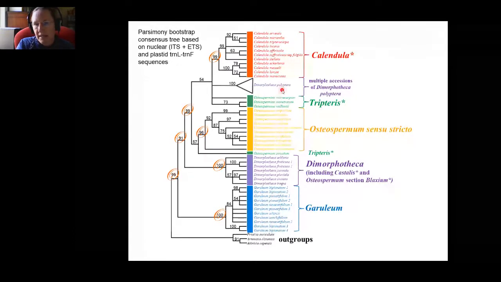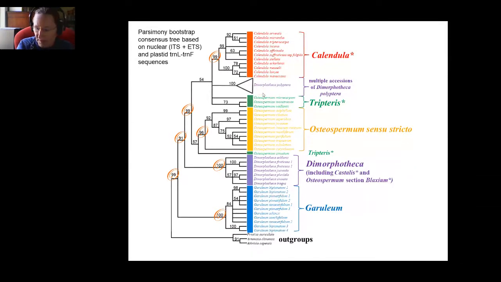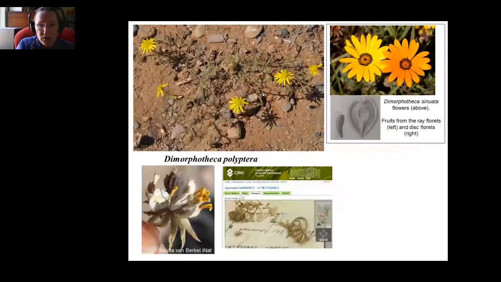And we actually went out and sequenced more accessions. In total, 4 accessions of the species were included from different populations across the range of the species, and they all came out in the same position. And here you can see the species. Here are the ray fruit and the disc fruit, which was clear also on the type. Here's an image of the type specimen from De Candolle's herbarium in Geneva. You can see the flattened ray fruit, disc fruit and the winged ray fruit.